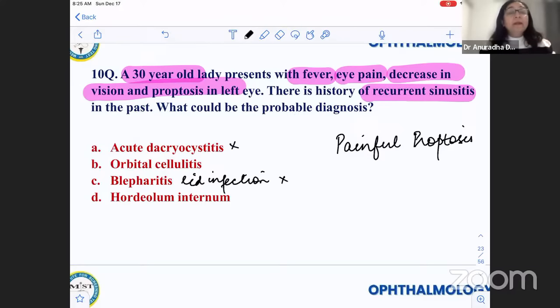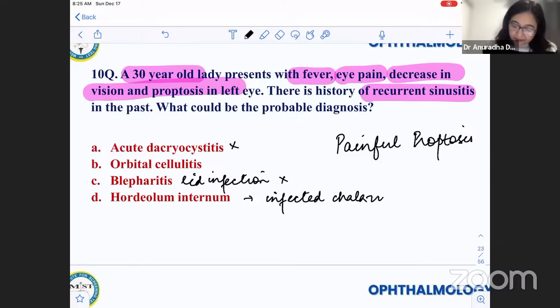Is it hordeolum internum? What is hordeolum internum? Hordeolum internum is nothing but your infected chalazion. Again, in an infected chalazion there can be pain and lid swelling, but no decrease in vision or proptosis. So your answer is, as all of you are telling me, orbital cellulitis.